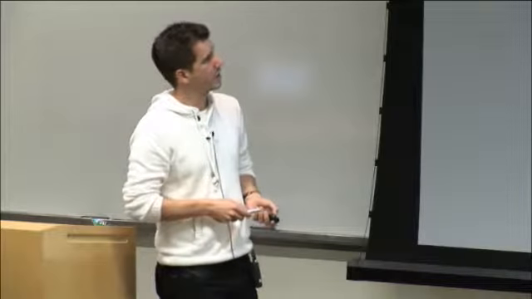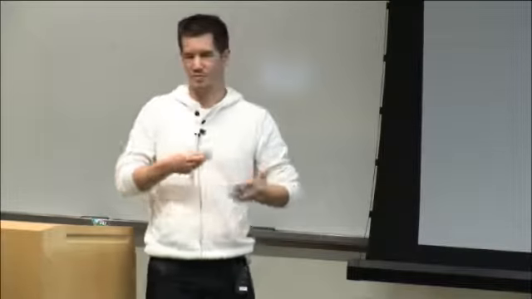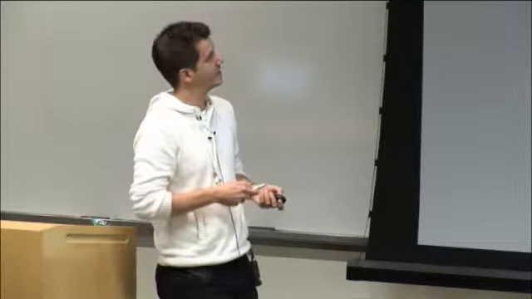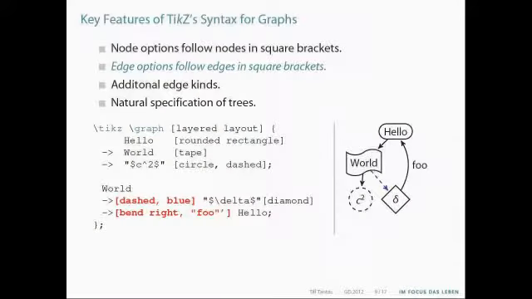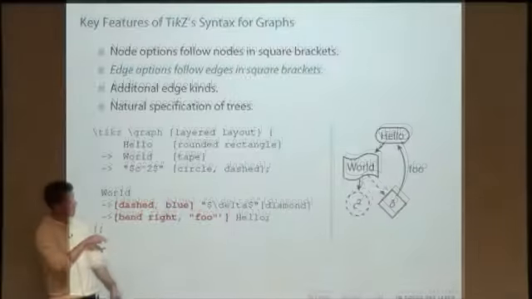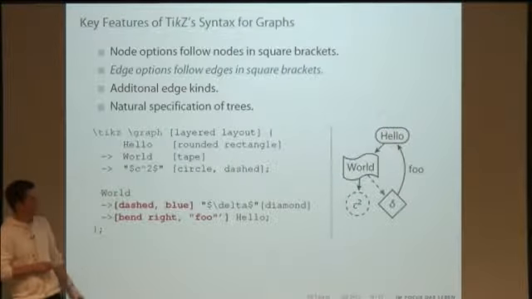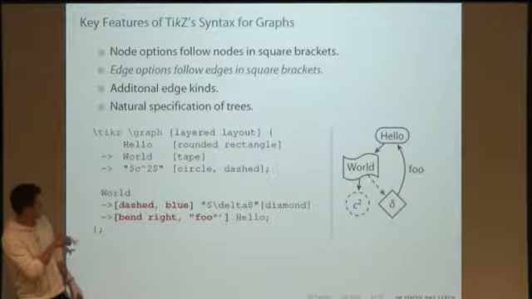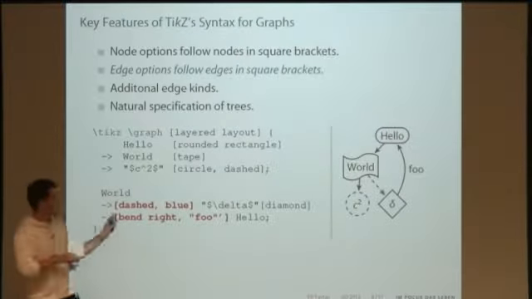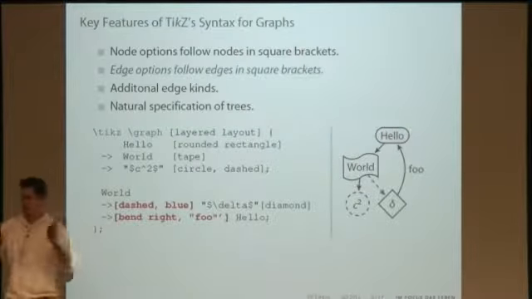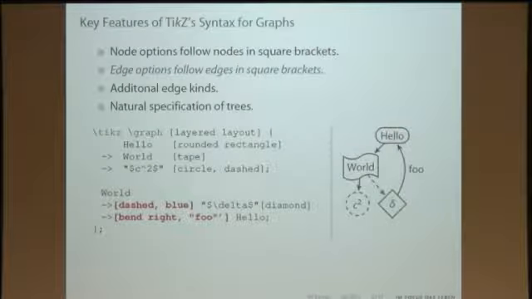Another interesting thing, which I kind of prefer over what dot does, is that you can add edge options following the edges. So you say, well, I want this edge from world to delta. Now it should be dashed and it should be blue. So you just add it at the edge. And another edge from delta to hello should bend a little bit to the right and should have some text on it. Yeah, stuff like that.